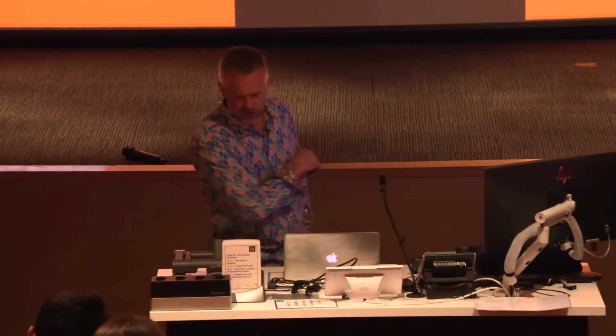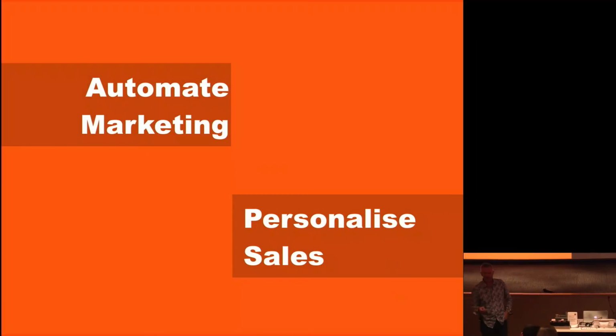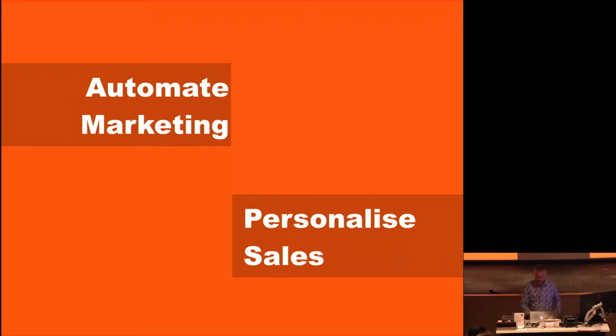But what you don't want to do is automate your sales. Personalise your sales. People want to deal with a person. They don't want to deal with an email. So when you're in the sales transaction, do that personally. Spend all of your time in sales, and automate most of your marketing.